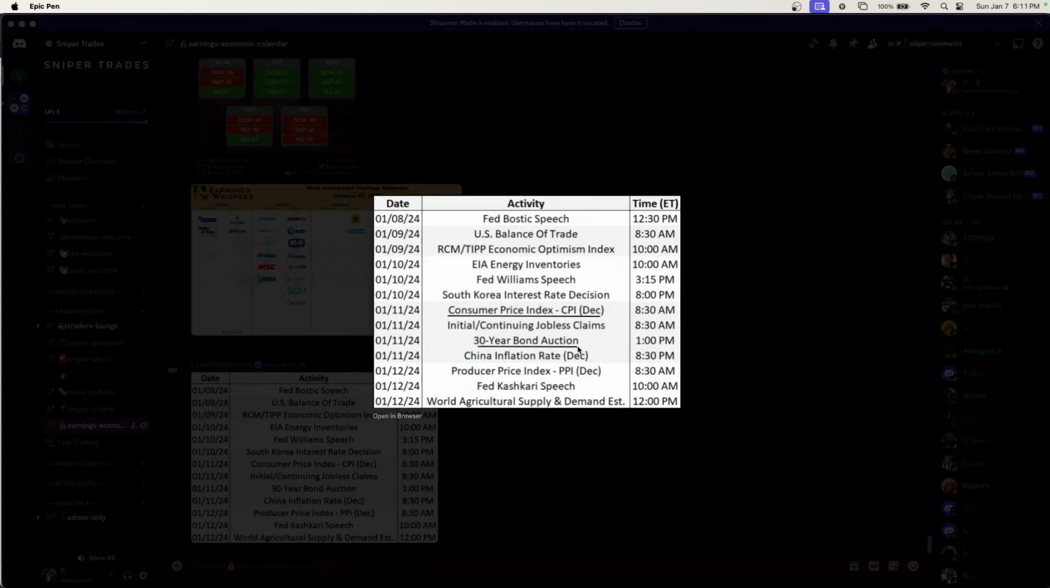30-year bond auction, that's something you want to look out for again on Thursday, which comes up at 11 a.m. for me. So it's probably 1 p.m. Eastern time. I'm sorry, I forgot there were times here. So 1 p.m. Eastern time on Thursday as well. That's something you want to look out for.